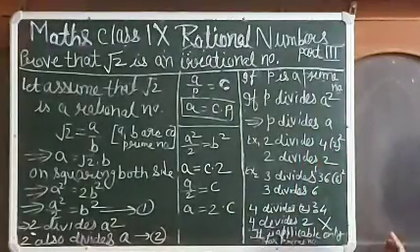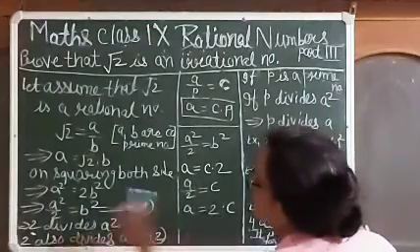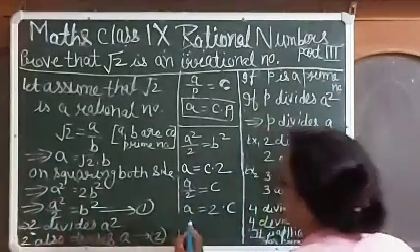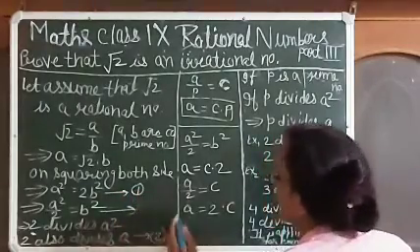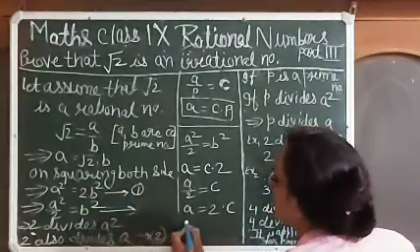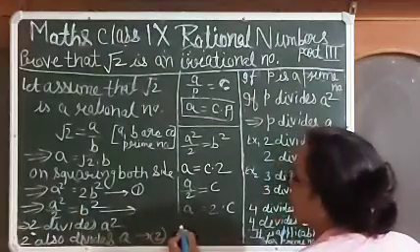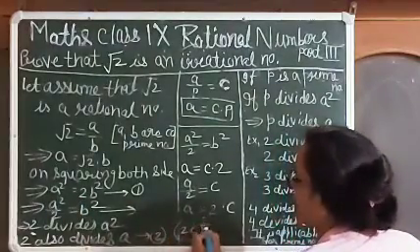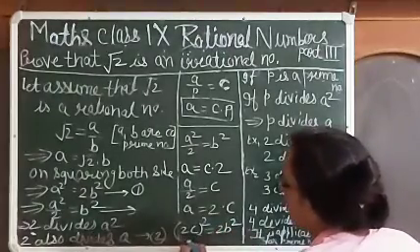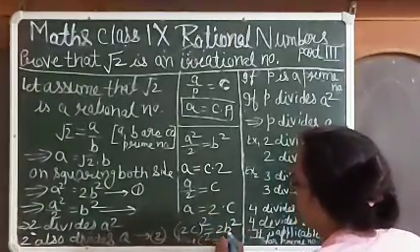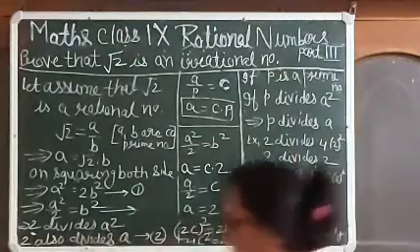Now again we put a is equal to 2c into equation number 1. This is our equation number 1. So in the place of a we write 2c. The square of 2c is equal to 2 times b square. So 4c square is equal to 2b square.